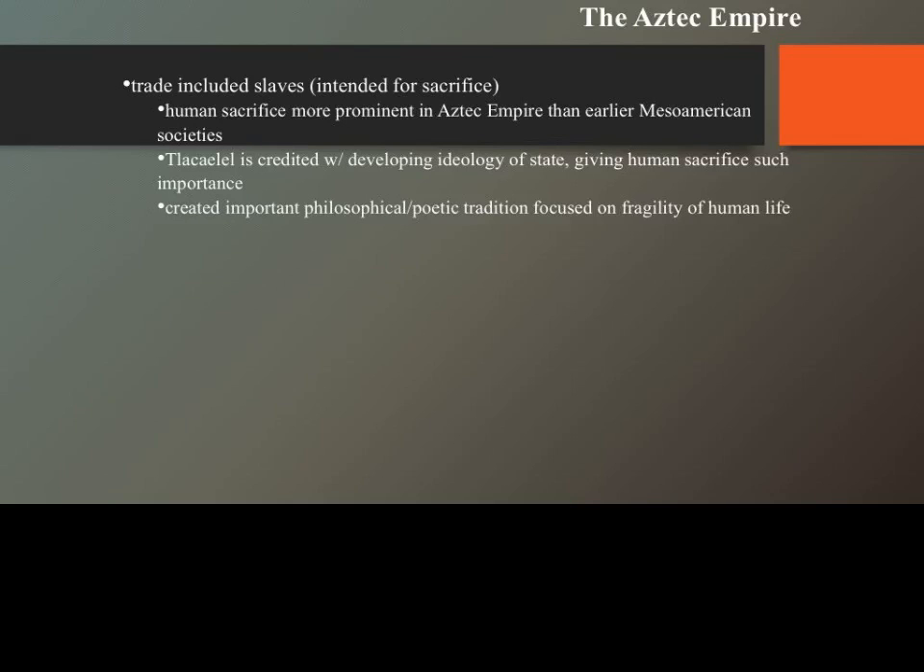And so thus a very important philosophical ideology was created along this poetic tradition that was focused on the fragility of human life.